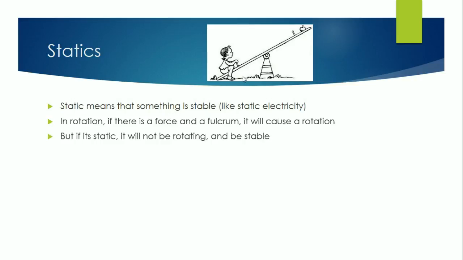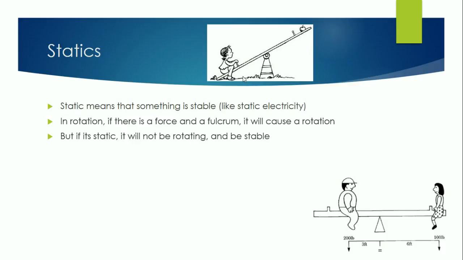But if it's static, it will not be rotating and will be stable. In this scenario, even though this guy weighs so much more than this lady here, because of the way they're placed, this is static and not rotating. So statics is all about balance of forces. In physics, we're going to use statics with equal and balanced torques.